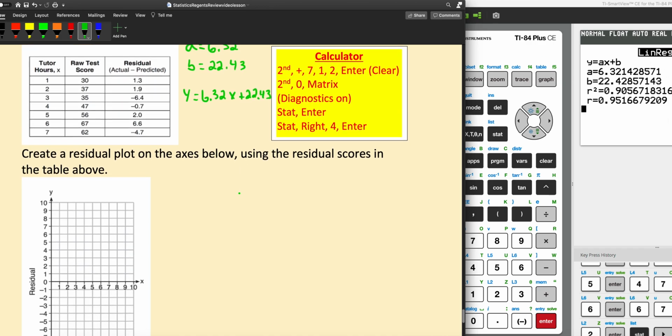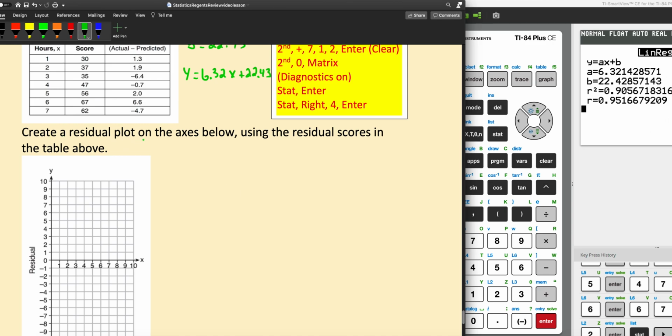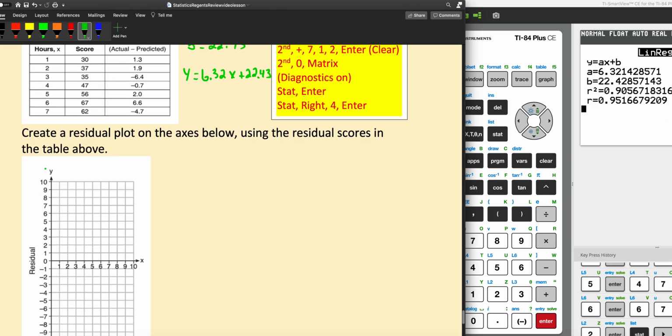Now, let's look at the next part of this. It says, create a residual plot on the axes below using the residual scores in the table above. So you still have to use your hours, guys, because that's your x-axis, but now we're going to plot these residuals, which is going to be the y-axis. So here's what we're going to have here. The first one says 1 and 1.3. So we go over 1, and 1.3 means you go up, and then you go just a little bit above the 1 there. It doesn't have to be exact, guys. Next one is 2 and 1.9. So you go over to 2, 1.9, a little higher, right about there. Doesn't have to be perfect.